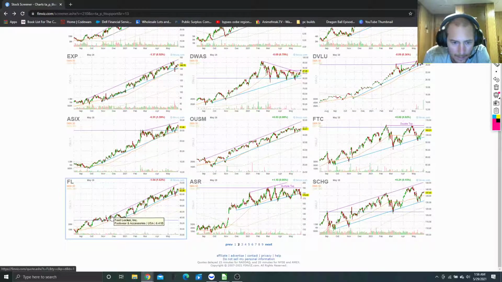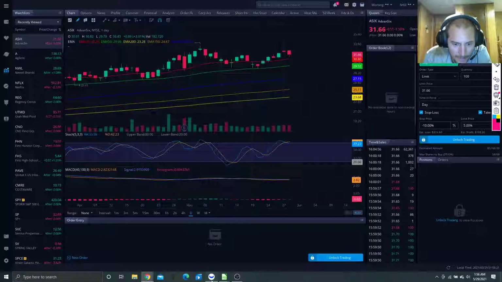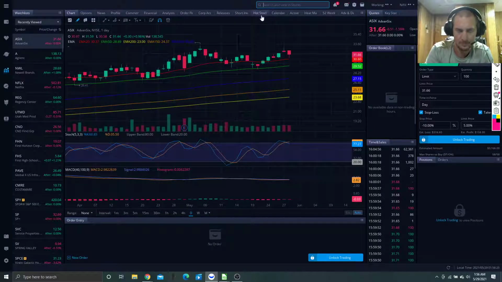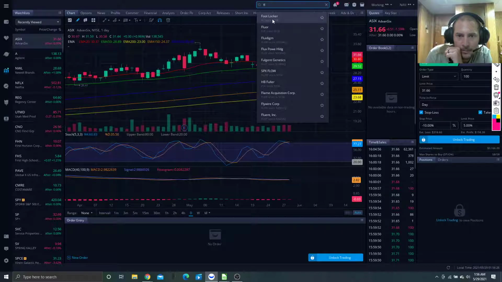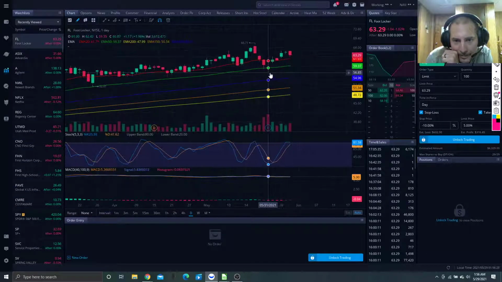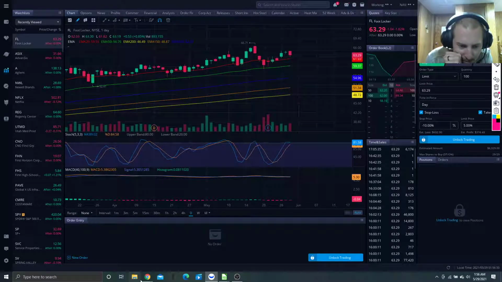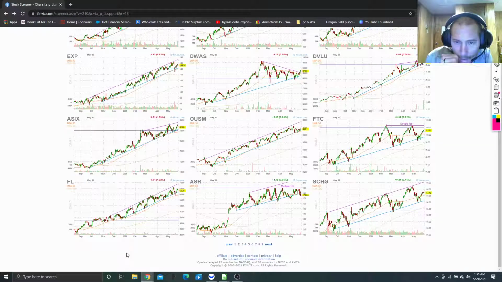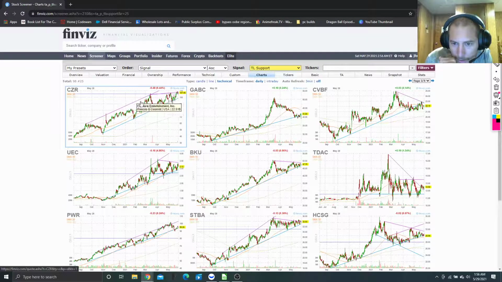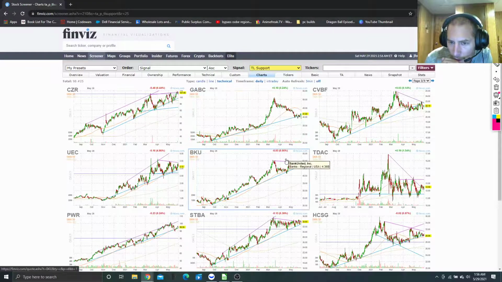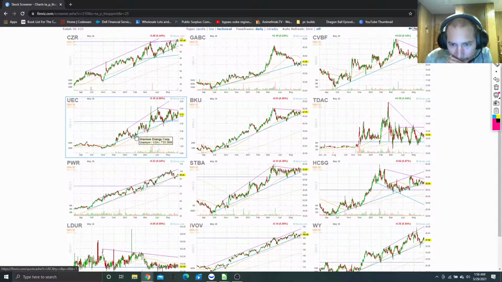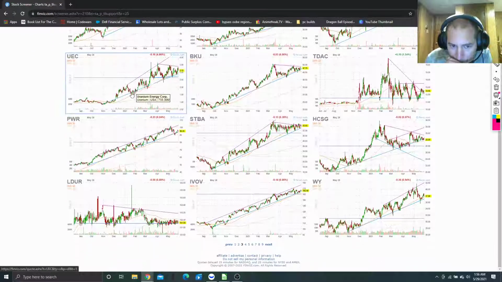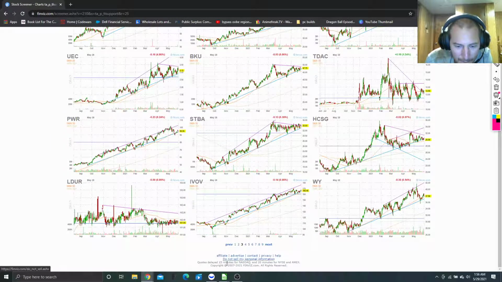So let's look here. FL looks decent. Foot Locker, once again, bouncing here off of the 50, but now we're at the, oopsie. And we're just scrolling through here, seeing if we can find a decent setup. PWR looks decent.